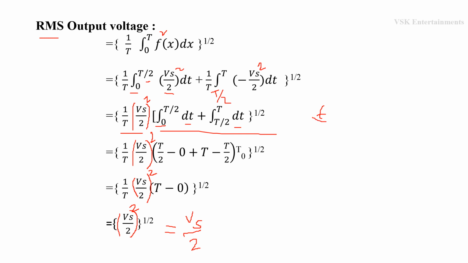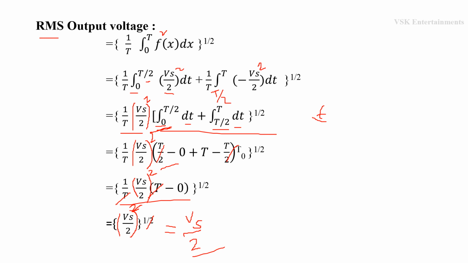In place of t, substitute these limits, that is coming to this term t by 2 minus 0 plus this term t minus t by 2. Here t by 2 minus t by 2 gets cancelled. After cancelling, we are having this term, that is 1 by t Vs by 2 whole square into t minus 0 whole power 1 by 2. Again t and t gets cancelled. Then we are having Vs by 2 whole square whole power 1 by 2. This 1 by 2, this square gets cancelled. Then we are getting Vs by 2 as the RMS output voltage for half bridge inverter.